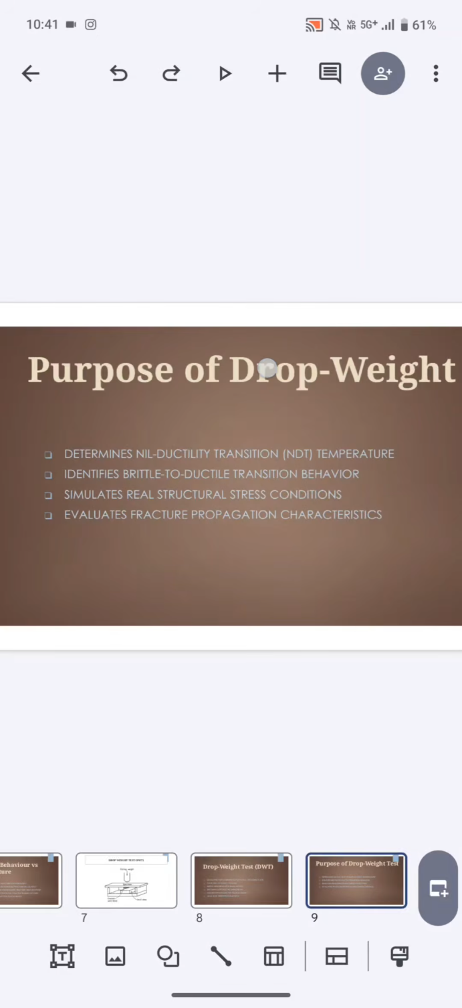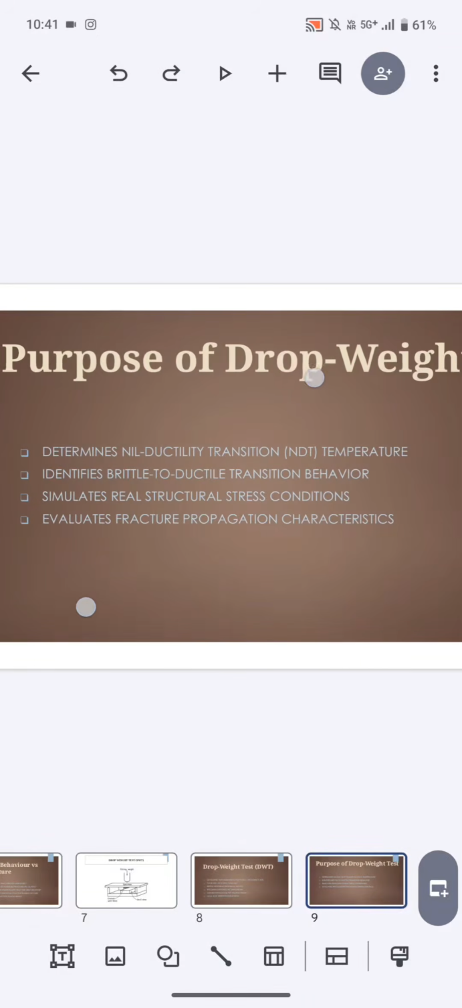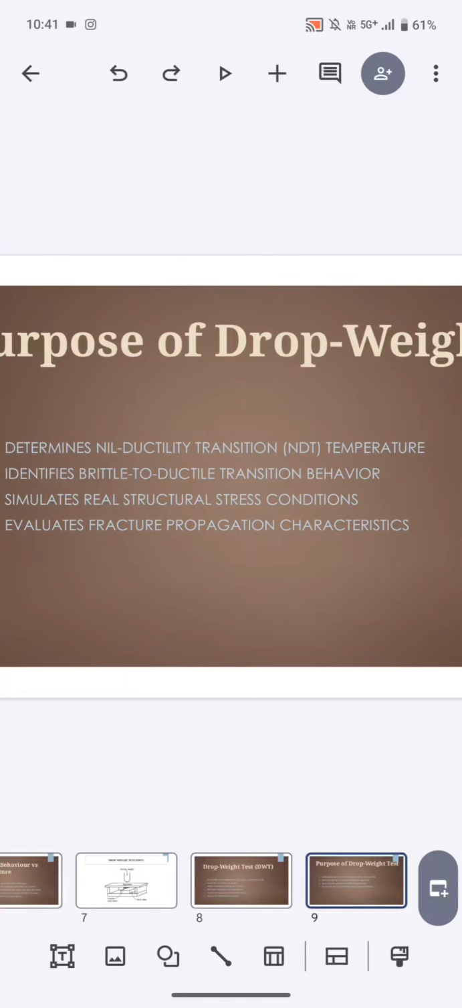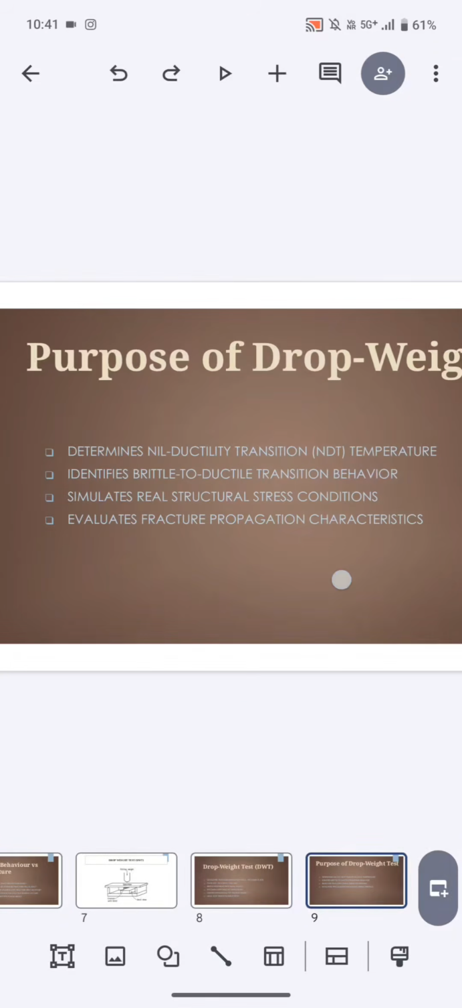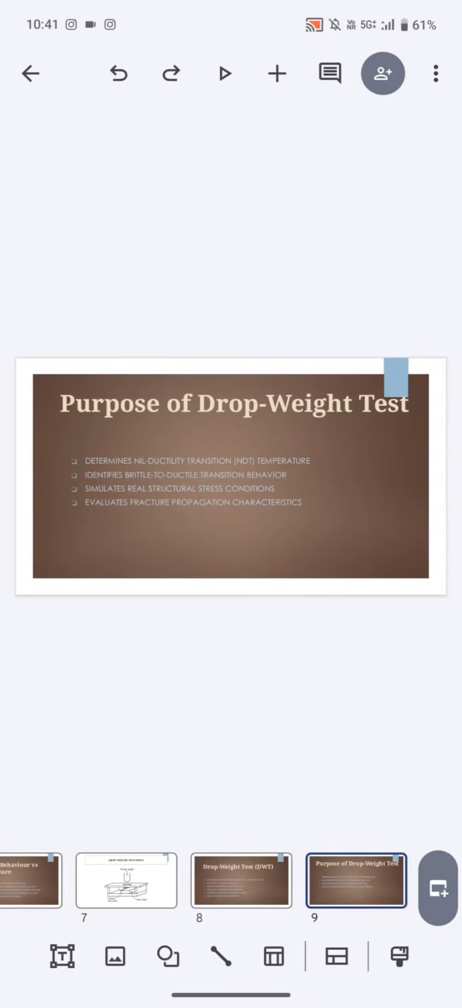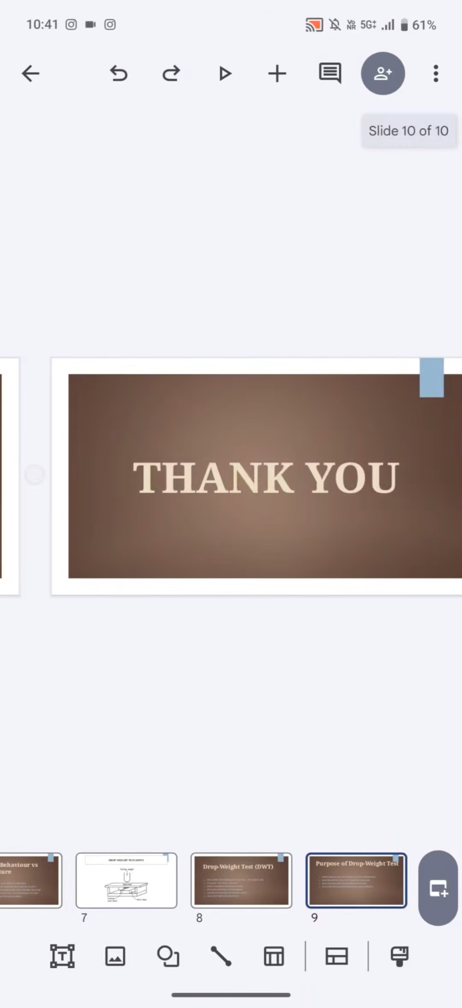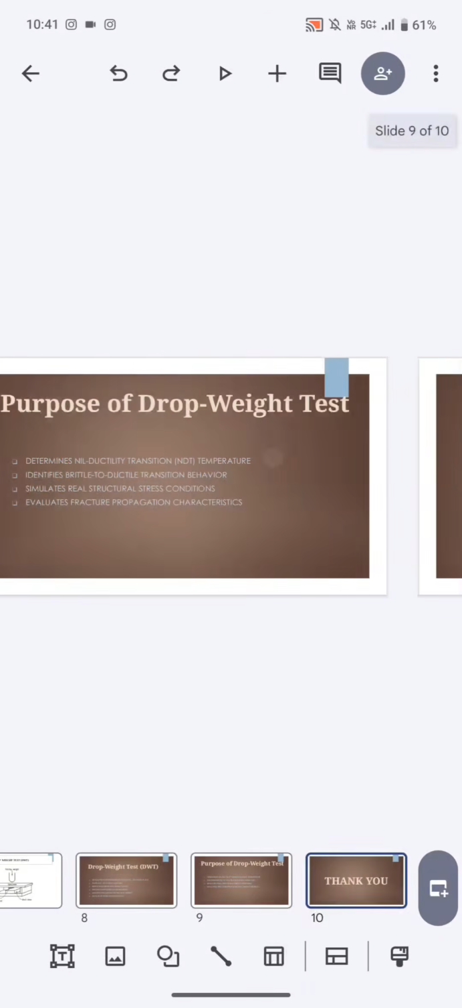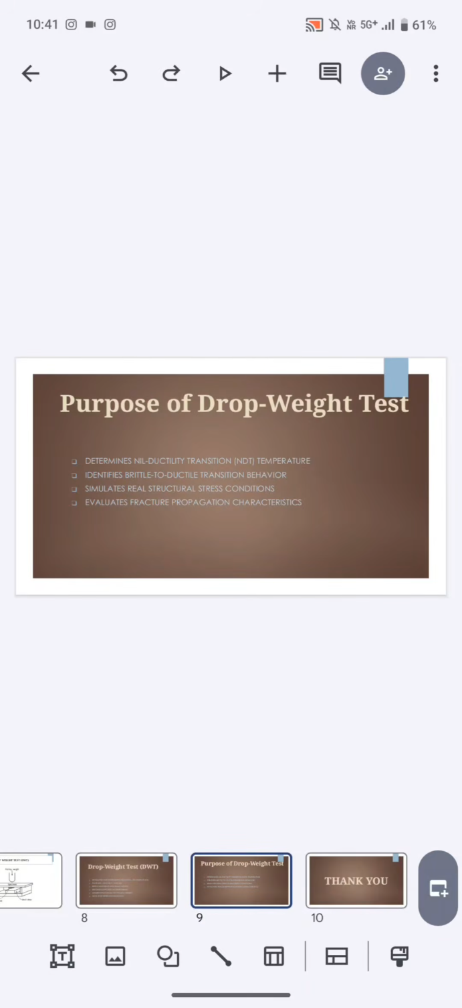The drop weight test is used for many purposes. It determines the nil ductility transition, the NDT temperature. It identifies the brittle to ductile transition behavior. It simulates real structural stress conditions. It evaluates fracture propagation characteristics. This is generally about the purpose of the drop weight test.